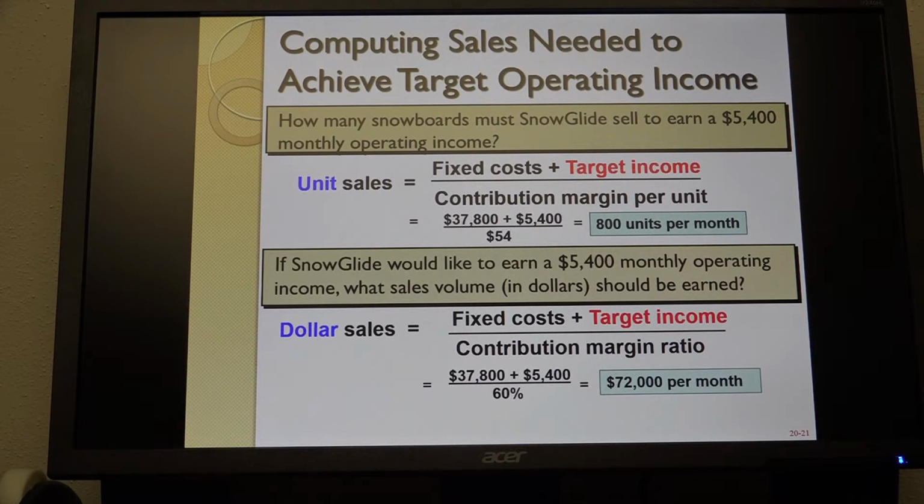And again, if your revenue is $72,000 and your variable costs are 800 times, I believe, 36?